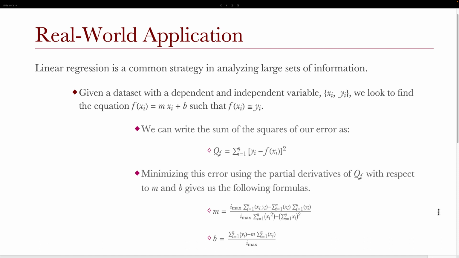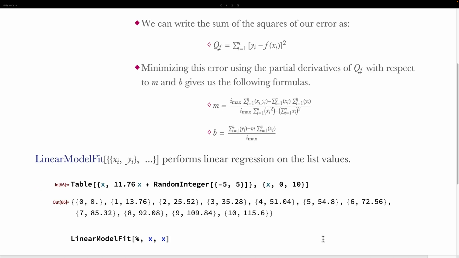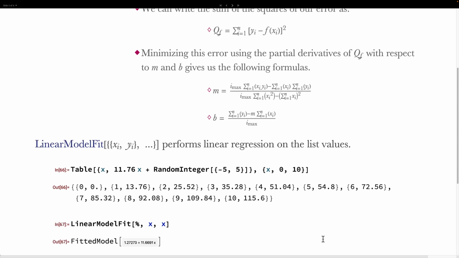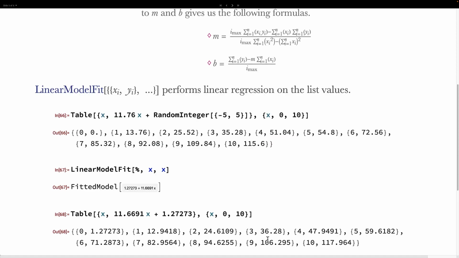So taking this error and minimizing it using the partial derivatives of q sub f with respect to m and b gives us these two formulas for m and b respectively. Now within the Wolfram language, we have the function LinearModelFit, which performs linear regression on given list values. So if we take a table of x, 11.76x plus a random integer from -5 to 5, and then we take LinearModelFit of that sequence, x, we get a fitted model. We can then plug this fitted model into its own table and retrieve roughly the same values that we got from the original table.